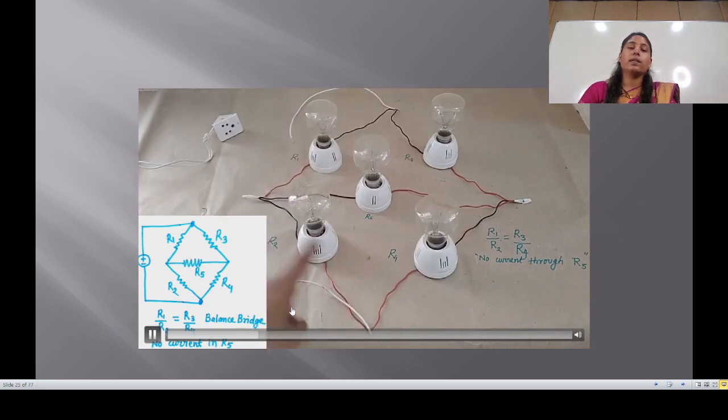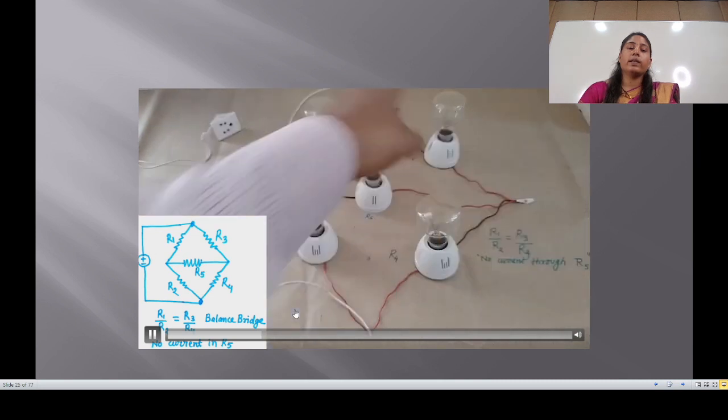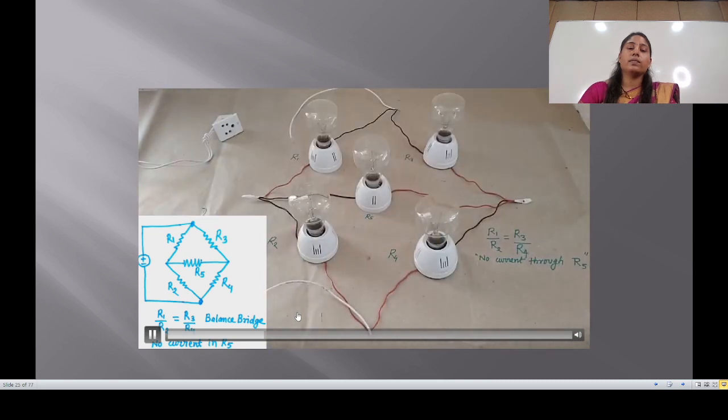This is the experimental arrangement, only that shown in the figure. Okay. Next.